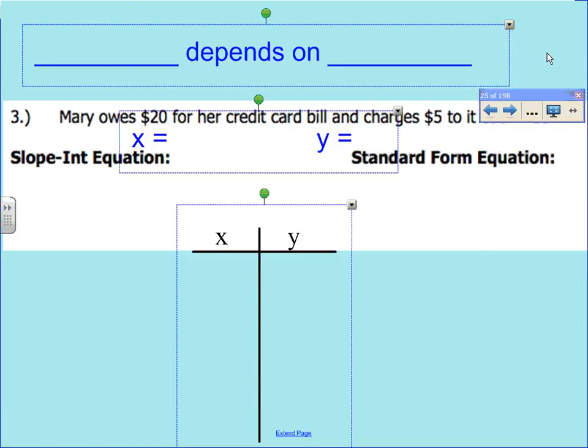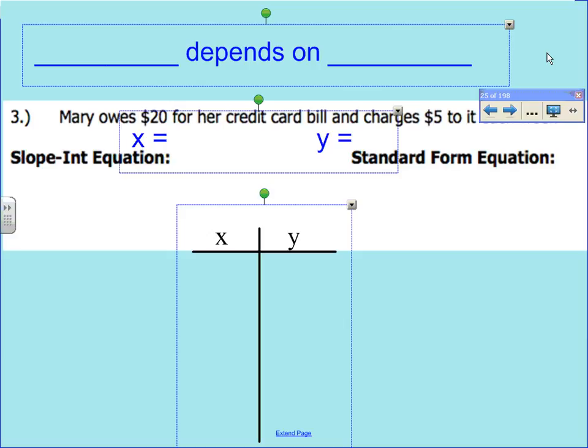Okay, number 3 we're going to do together. Number 3 says, Mary owes $20 for her credit card bill and charges $5 to it each week. Now, before you start to argue, because I'm sure some of you are going to think a different way, we're going at this from the perspective of how much she owes on her credit card bill. So that money that she owes is putting her in debt. Do you know what I mean by that? We're going from this in the aspect of she owes money, okay?